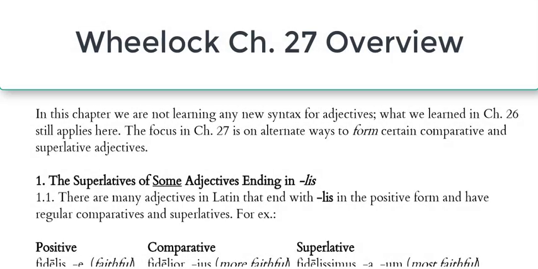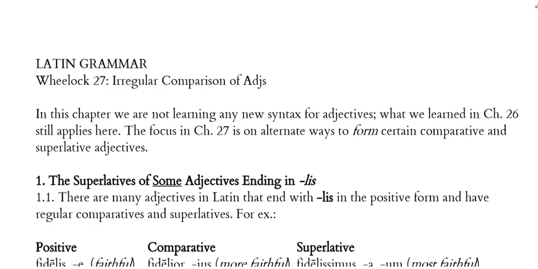In this particular chapter, we're not going to learn any new syntax or constructions for adjectives. So, what we learned in chapter 26 still applies here. The focus of chapter 27 for Wheelock is just on forms. There are alternate ways to form certain comparative and superlative adjectives, and so we learn about those. But how you actually use them in clauses is going to be the same as what we've already learned.